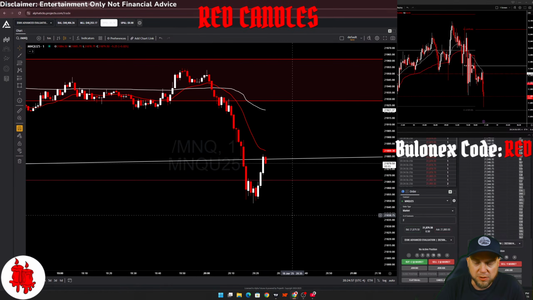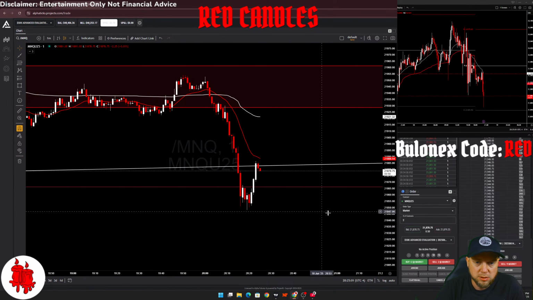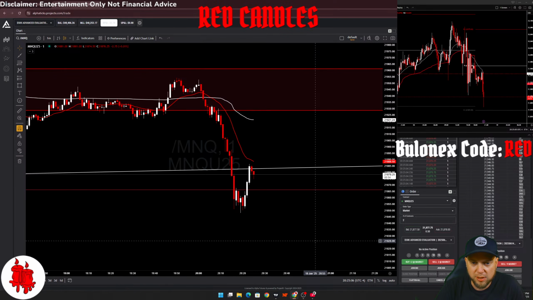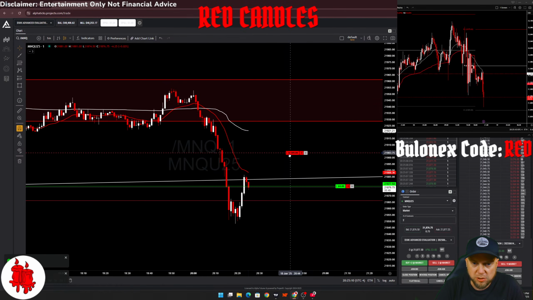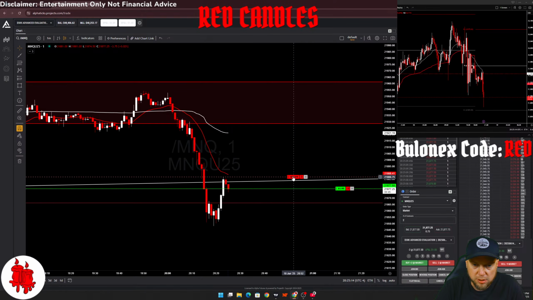Looks like it wants to go off this trend line here. Should have grabbed it right at the trend line. Yeah, we're gonna jump in. I'll just draw a pretty tight stop loss there.